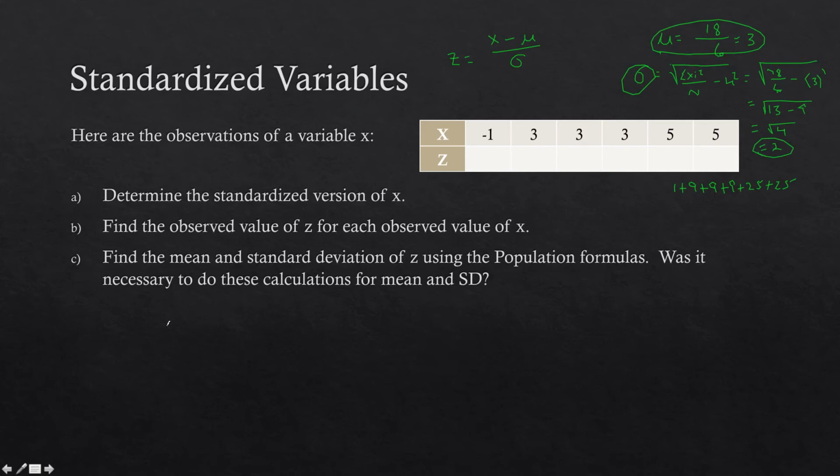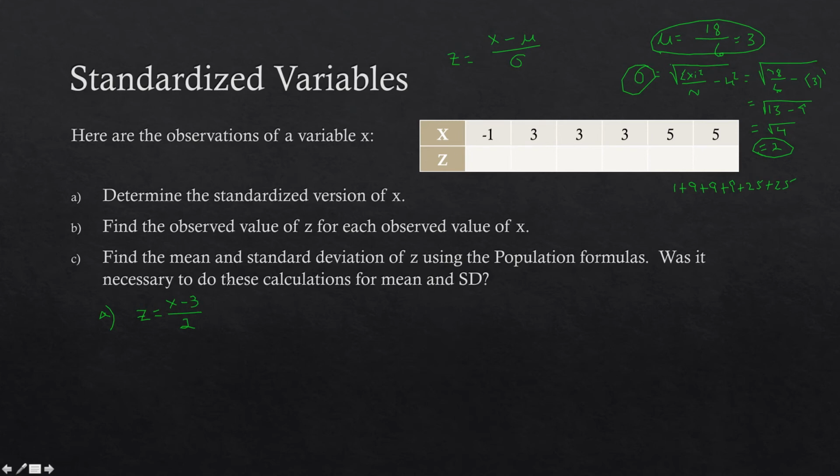So to answer letter A, determine the standardized version of x. Well, we can do that. Z equals x minus 3 all over 2. So basically what this is asking you to do is find the formula so that we can standardize. Now, step 2, letter B. Find the observed value of z for each value of x. So in other words, take these values for x, plug them into our formula, and let's get z.